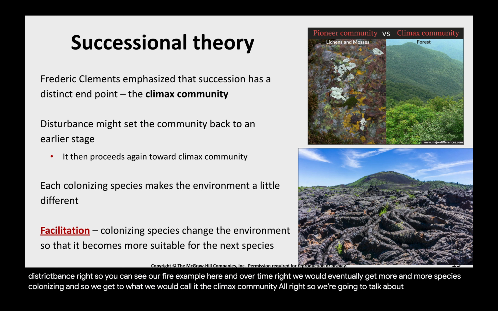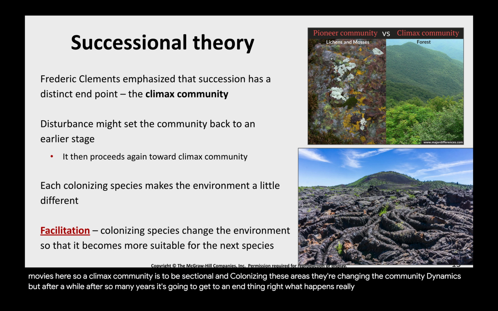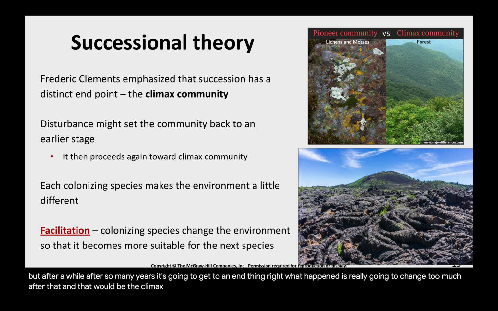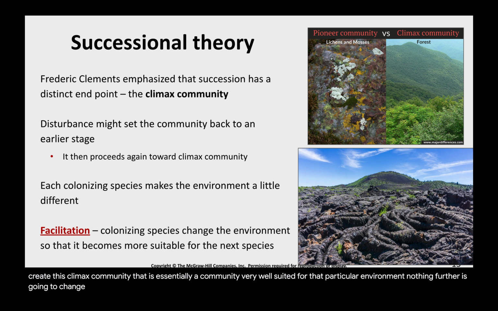All right, so we're going to talk about those climax communities here. A climax community is theorized to be the successional endpoint. We have these individuals coming in, colonizing these areas, changing the community, altering community dynamics. But after so many years, it's going to get to an endpoint where nothing's really going to change too much after that. And that would be the climax community. Now, some climax communities take a long time to get there, others not as long. But this is the ultimate goal of succession, to create a climax community that is essentially very well suited for that particular environment. Nothing further is going to change after that.